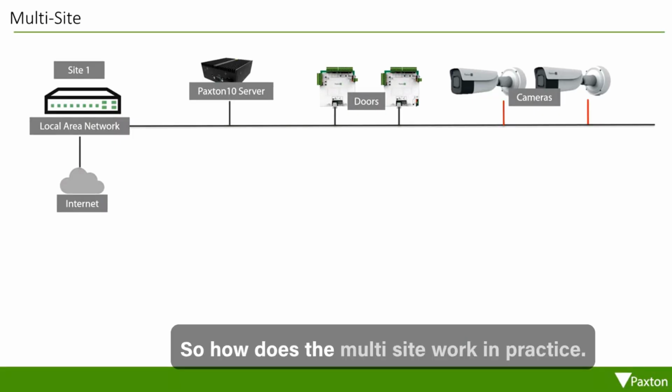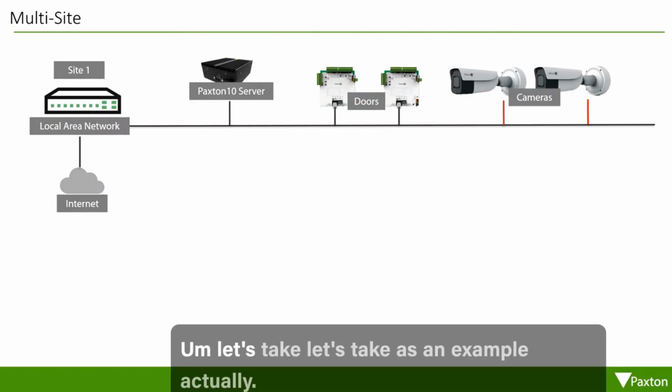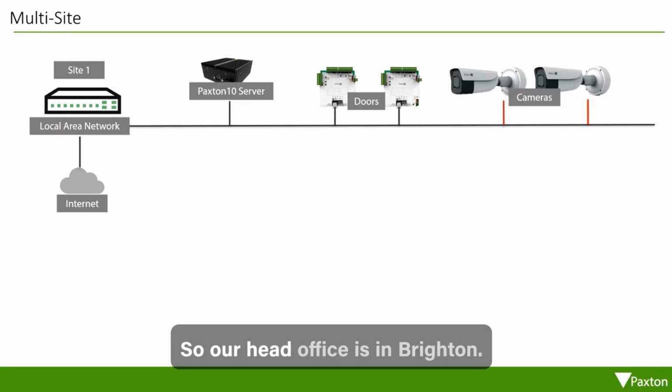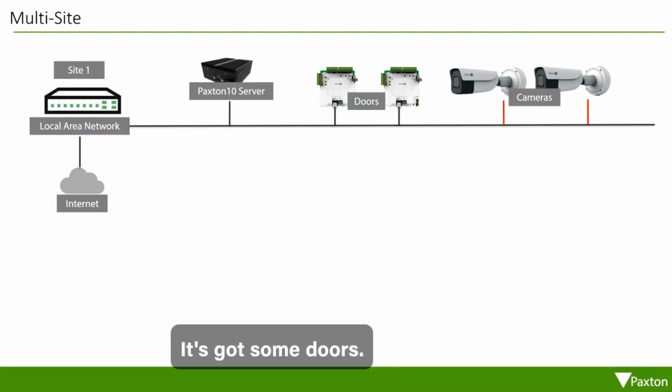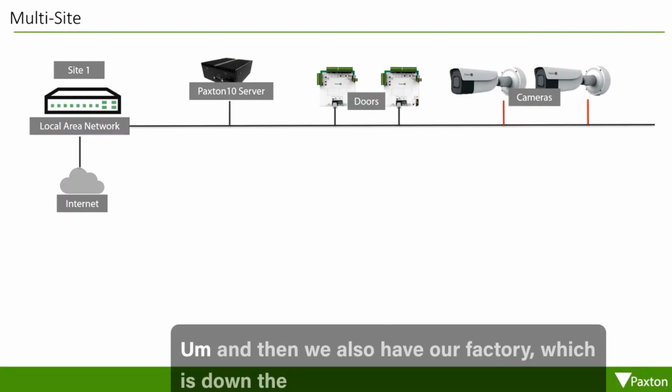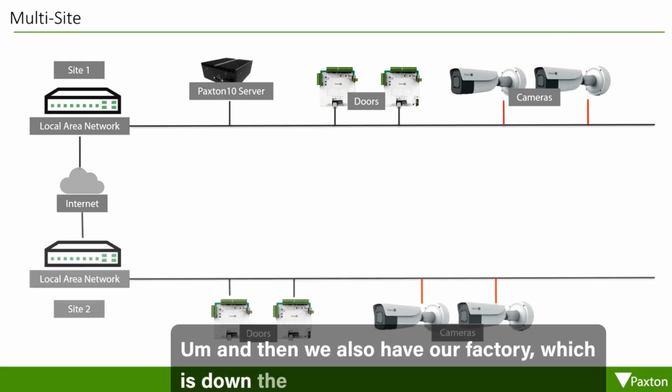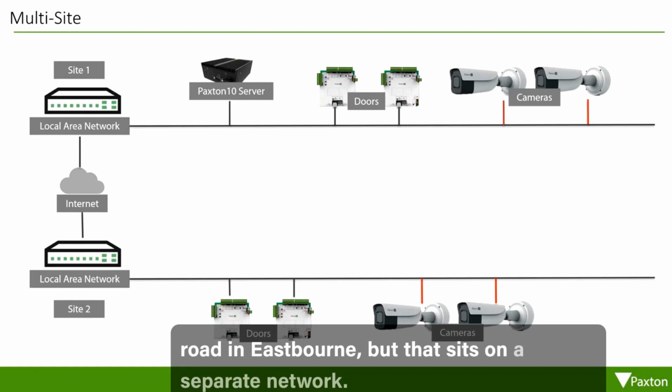So how does the multi-site work in practice? Let's take Paxton as an example, actually. Our head office is in Brighton, so we've got a Paxton 10 system in there. It's got some doors, it's got some cameras, and then we also have our factory, which is down the road in Eastbourne, but that sits on a separate network.